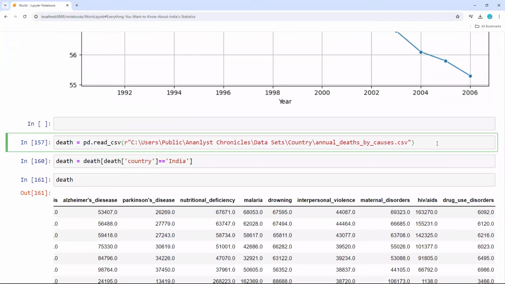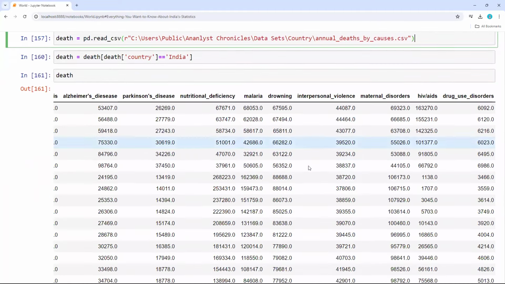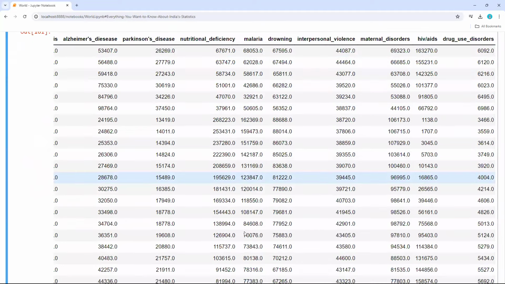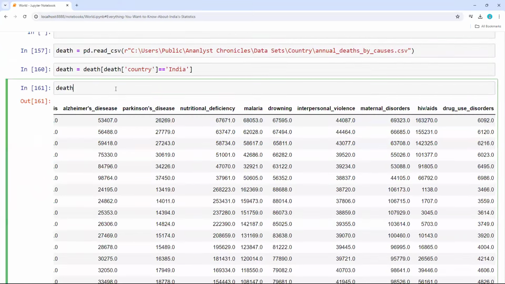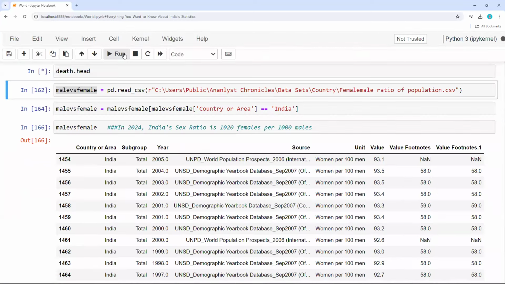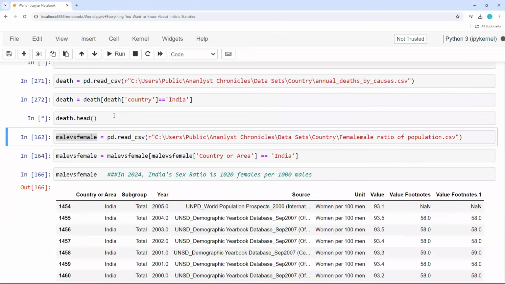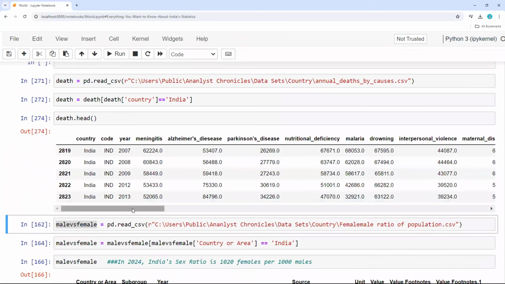And if I look at deaths, the causes of death in India, I do have a dataset for the cause of death for India also. You can see there are different kinds of causes. Let me give dot head. Let me run this. Okay, one second. So this is for the country India and also the reason for the death.